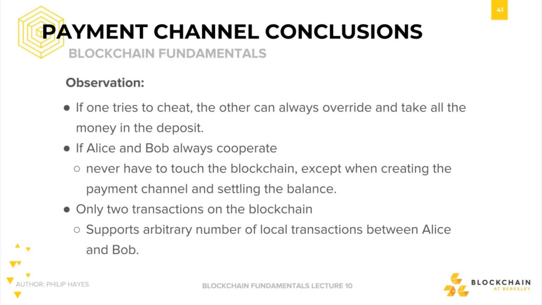So one observation is that if Alice or Bob try to cheat each other, the other person can always override and take all the money in the deposit. But if Alice and Bob are cooperative, they never have to touch the blockchain. Everything goes peacefully and smoothly. They can make hundreds or thousands of transactions off-chain and only have to touch the blockchain for settlement and for opening. And that provides huge amounts of scalability.